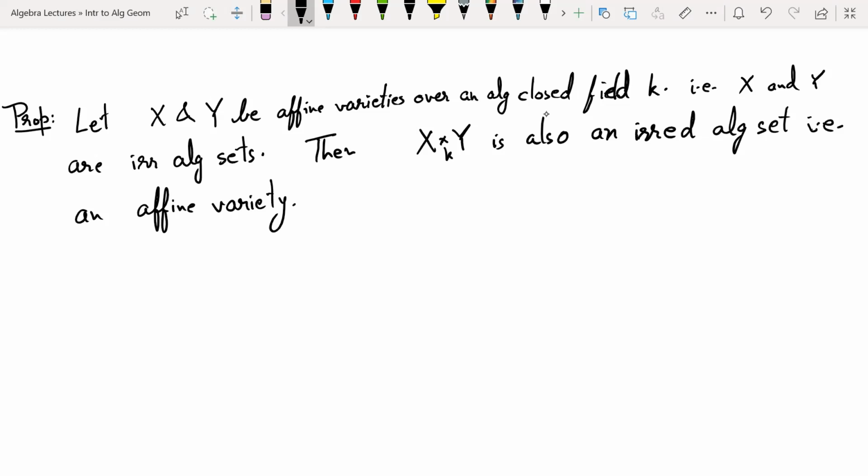But this fact is just topological. So maybe we'll prove this today, and next time I'll see if I want to give a proof of the fact that the tensor product of two integral domains is an integral domain.